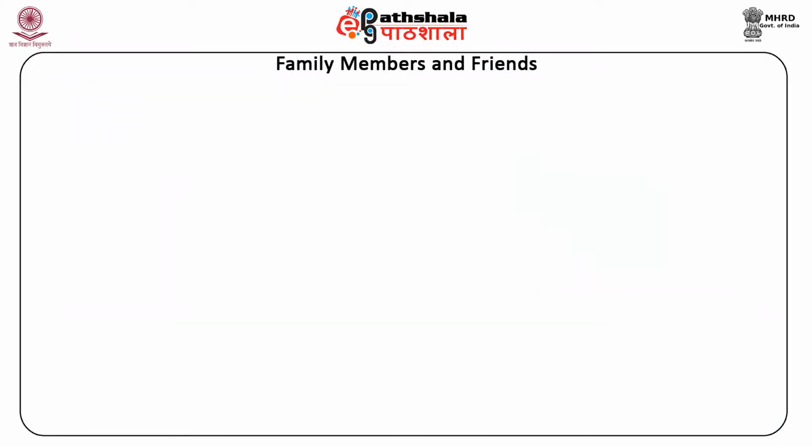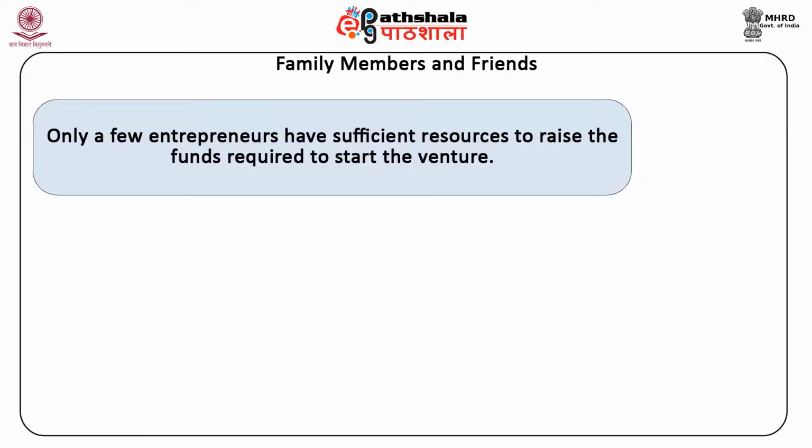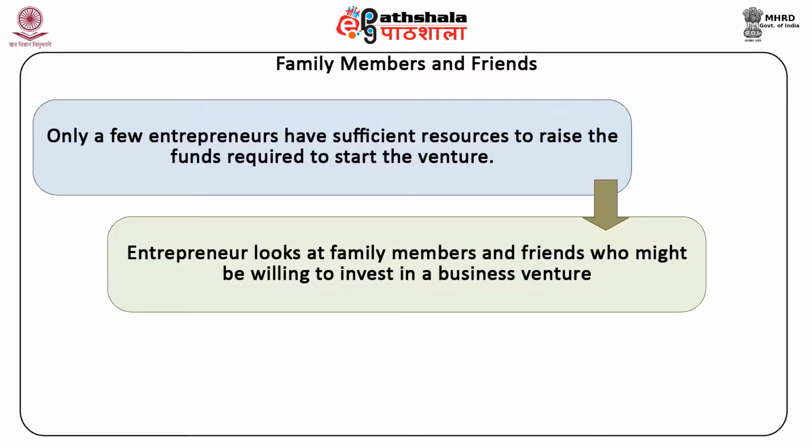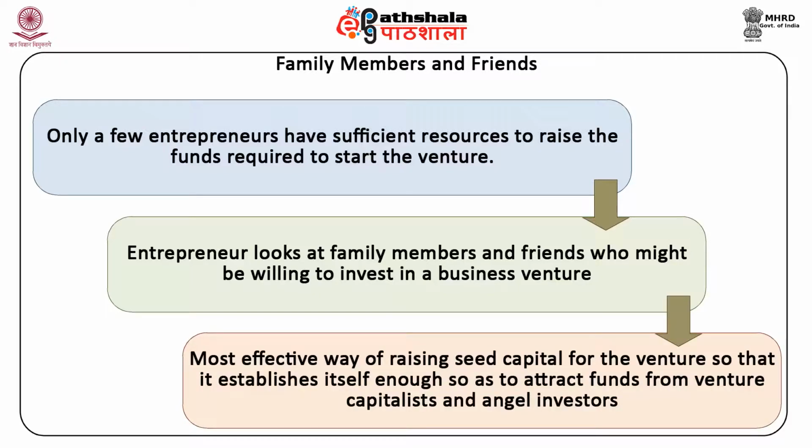Second is family members and friends. Only a few entrepreneurs have sufficient resources to raise the funds required to start the venture. After they have utilized their personal savings, the entrepreneur looks at family members and friends who might be willing to invest in the business venture. Investments from friends and family are the most effective way of raising seed capital for the venture so that it establishes itself enough so as to attract funds from venture capitalists and angel investors.